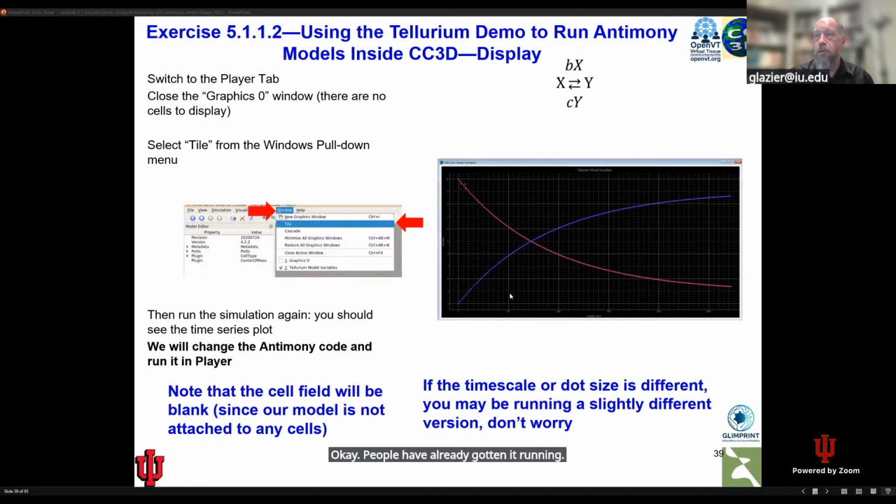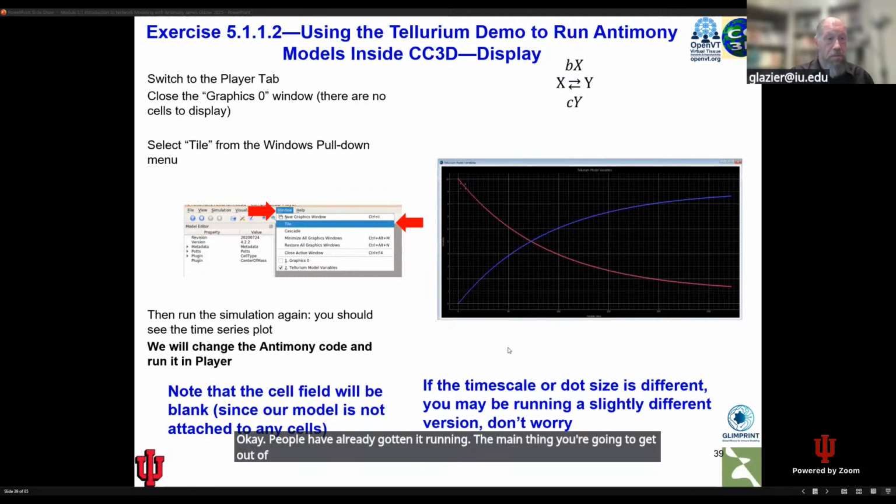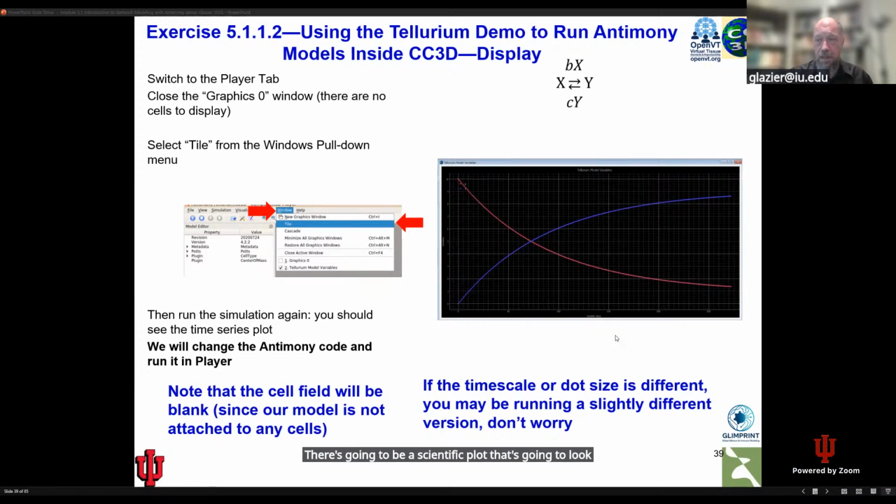The main thing you're going to get out of this, there are no cells in this model, by the way. There are no cells created at all in this model. It is going to be a scientific plot that's going to look like this. A lot of people pasted this into the chat already, which is great. The size of the dots we may adjust. The time scale we may adjust. The colors may be a little bit different on your screen. If there's a cell field, it's going to be blank because there are no cells.